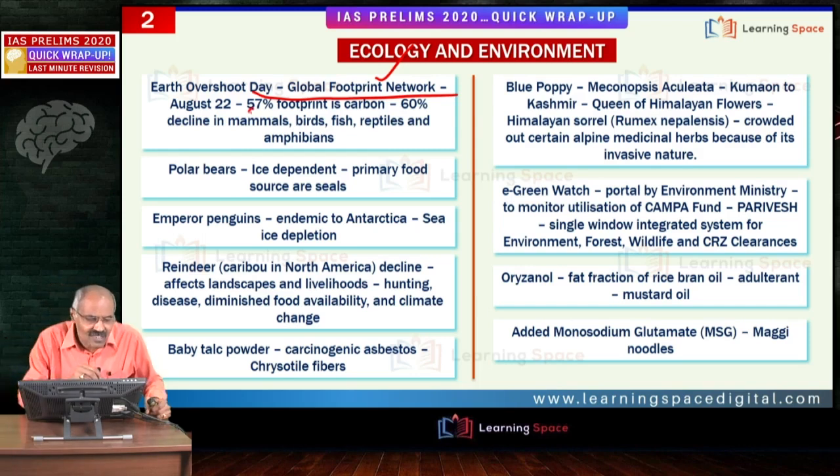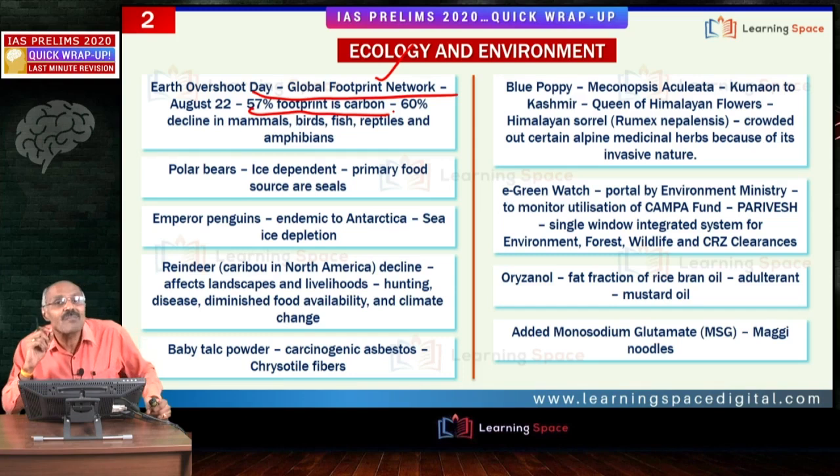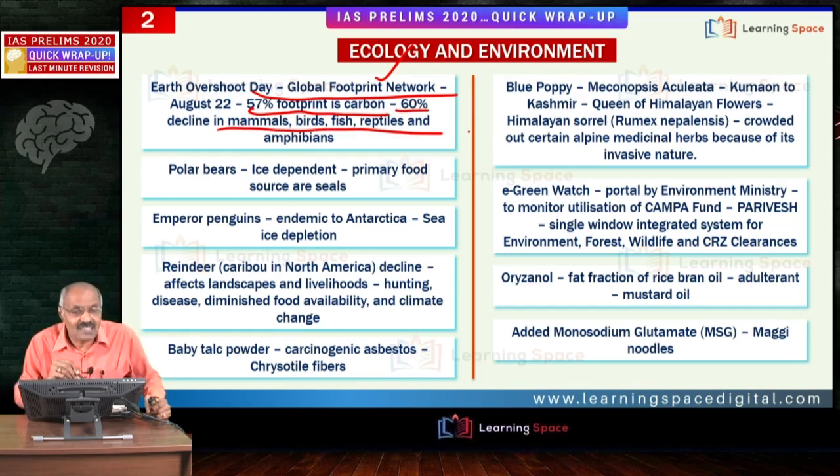Then 57% of the footprint is carbon, please don't forget. Then 60% decline in mammals, and as per the recent news report, it further increased.